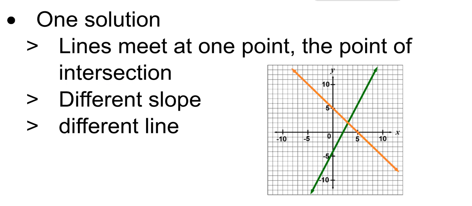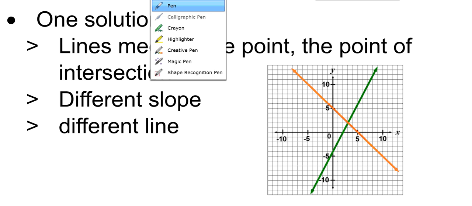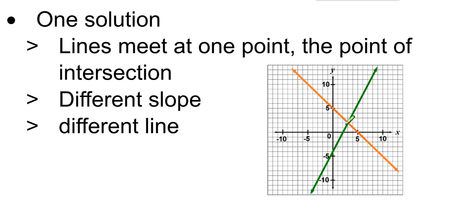We have three different types of solutions. The first solution would just be one solution. The lines meet at one point, the point of intersection. They have different slopes, they're different lines. So as you can see here by the graph, we have an orange line and a green line. There's two separate lines, and where they meet is the point of intersection. So this point right there, 3, 2 would be the solution.